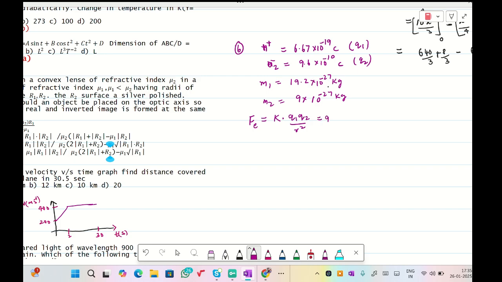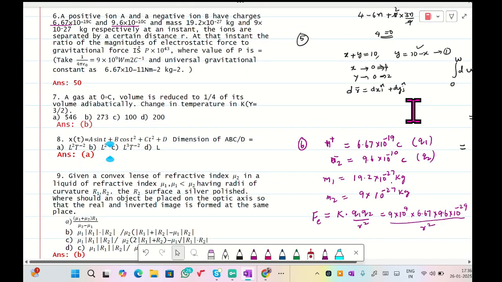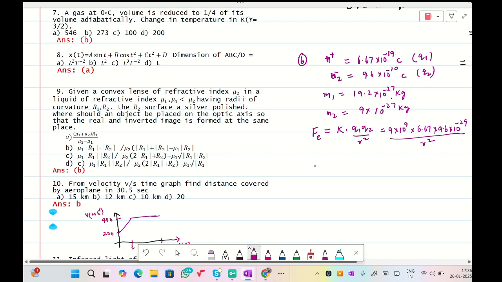So here K value 9 into 10 to the power of 9 I can take into Q1 Q2. Q1 is equal to 6.67 into 9.6 into 10 power minus 29, now by R square. So next, this is electrostatic force. What is the question asking? The ratio of magnitude of electrostatic force to gravitational force, when these two masses are separated by the same r. The ratio is asked, so r value no need to find out.